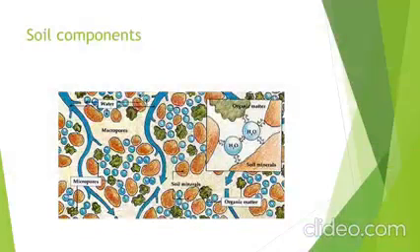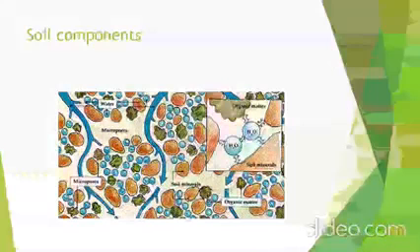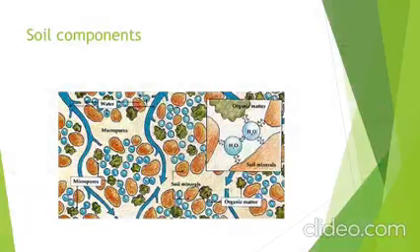So we'll start with the brown component. The brown component represents the soil particles or the mineral matter. And mineral matter is important because that's where all the other components are held. So it holds all the other three components, and it also supplies some minerals such as calcium, potassium, iron, and many others.